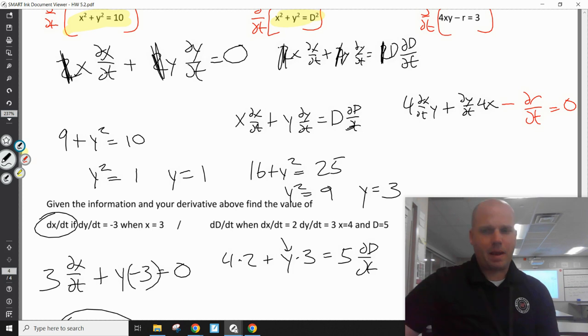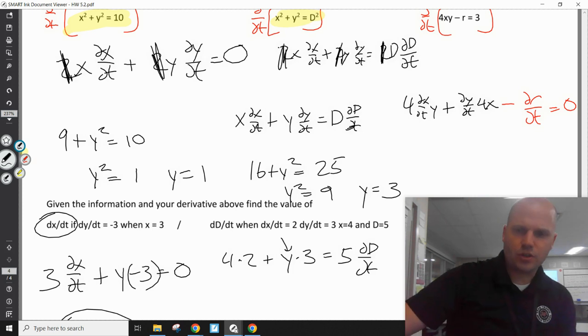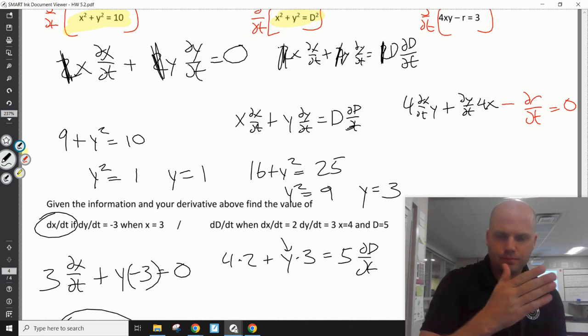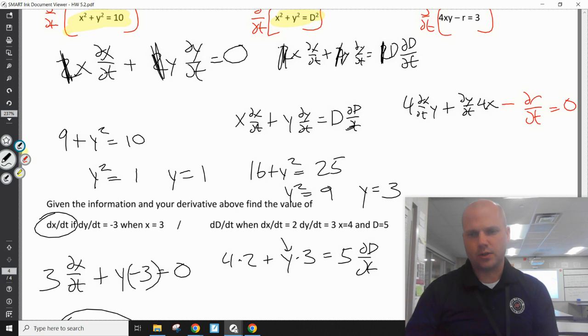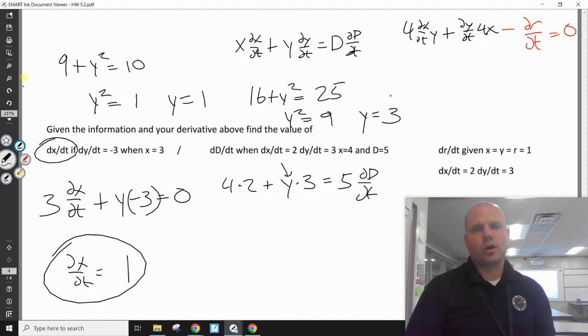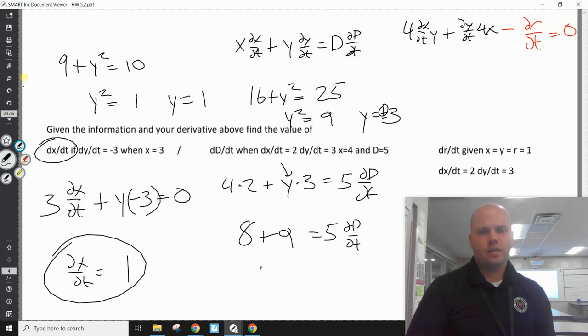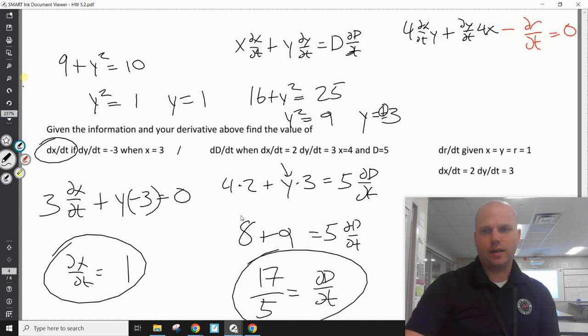In this remaining part of this unit, we're going to be talking about how distances are always positive. We don't like to call distances negative. We could, but we're going to stick to the positive land. So we're going to say it's not plus or minus 3, we're just going to say it's the positive 3. So I get 8 plus 9 equals 5d dt. I get 17/5. Okay? Doing this extra step. We did it in class. I think we got to it in class for most of us.